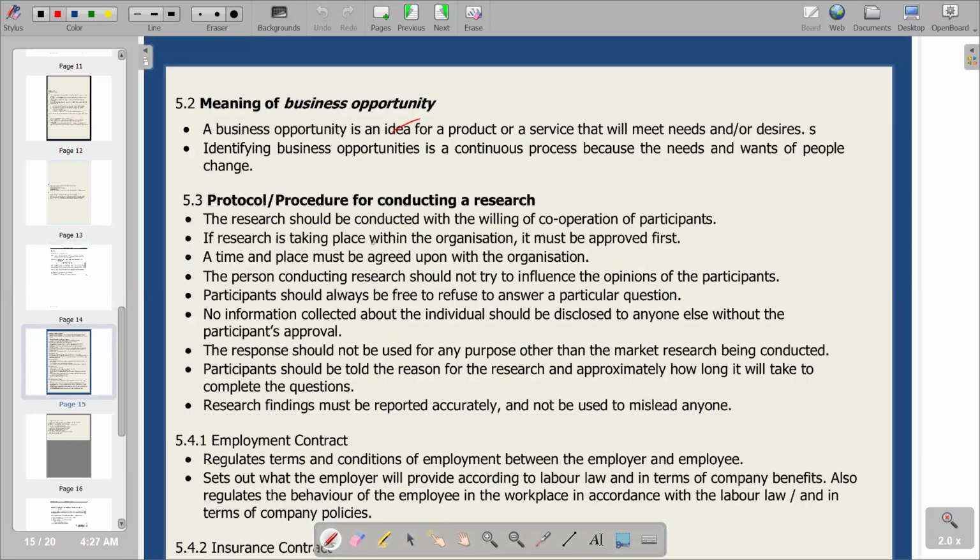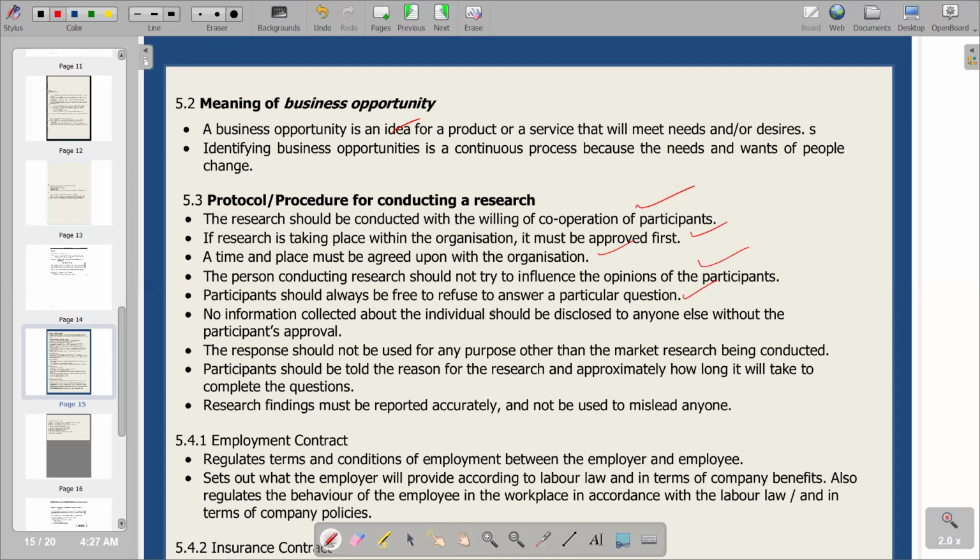The first point is that the research should be conducted with the willing cooperation of participants. The second one: if research is taking place within an organization, it must be approved first. Next, a time and place must be agreed upon with the organization. Then the person conducting the research should not try to influence the opinions of the participants. The next one is that participants should always be free to refuse to answer a particular question.